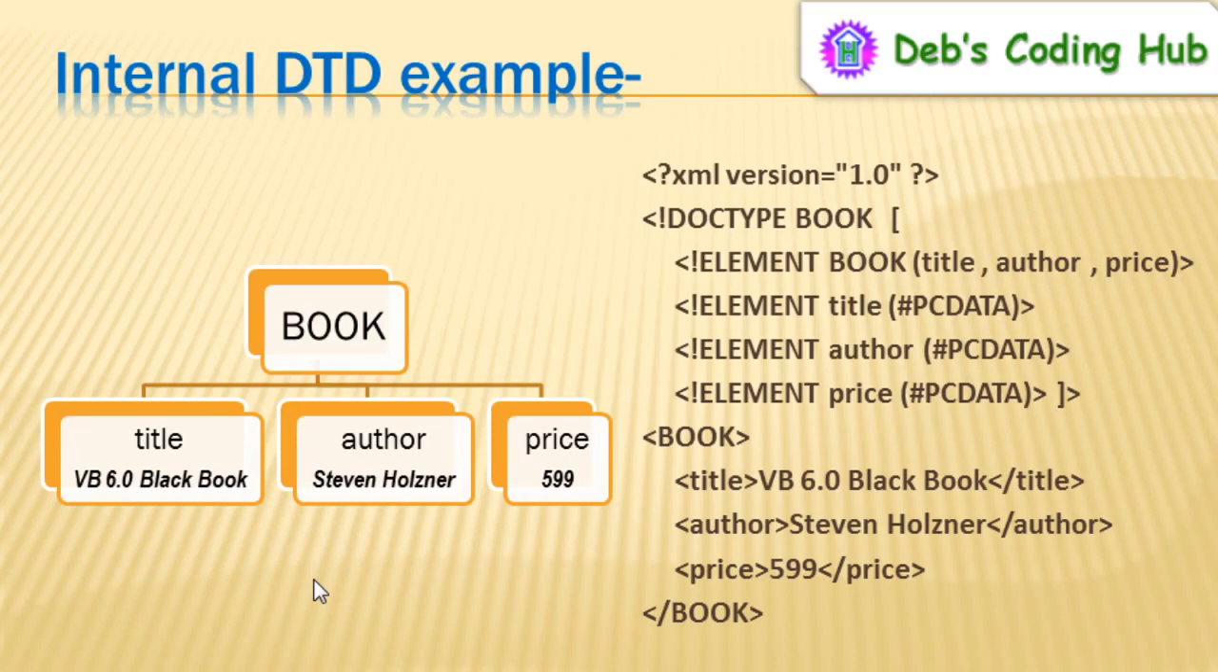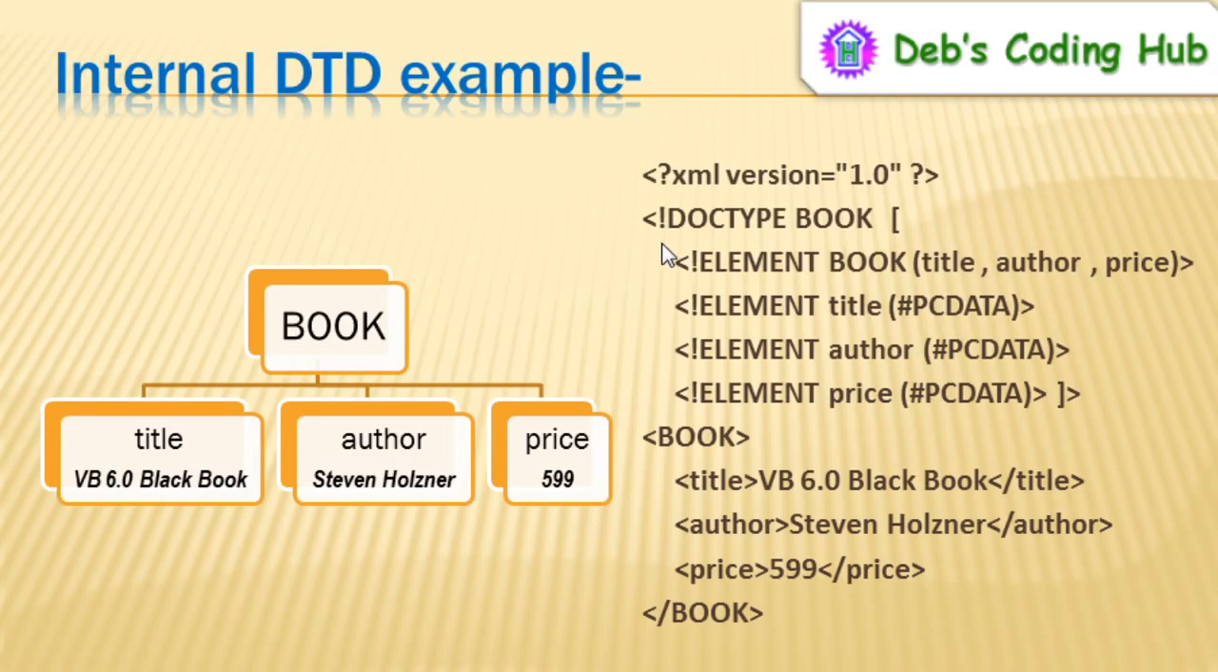Because we are writing an XML file, we must always start with the processing instruction, which is this first line in the XML document. I have already discussed this in the previous class. Next is to define the DTD. The DTD is defined from line 2 to 6. That means from this doctype up to this.